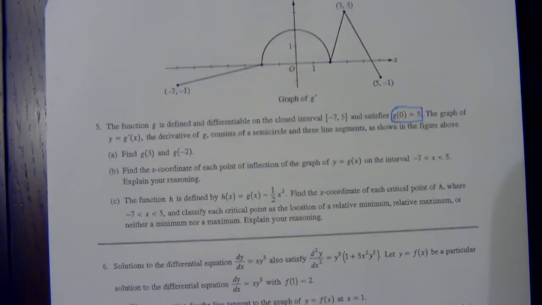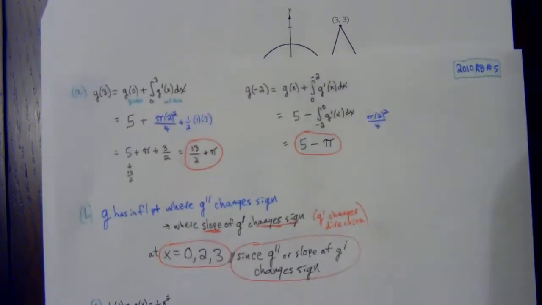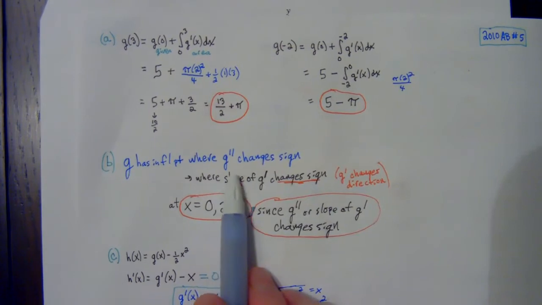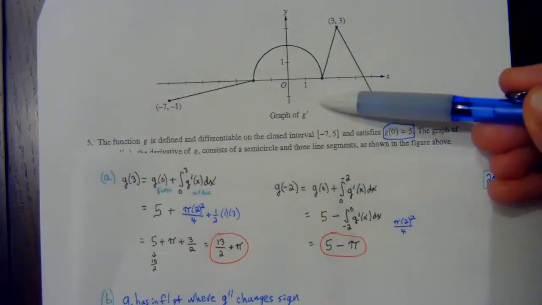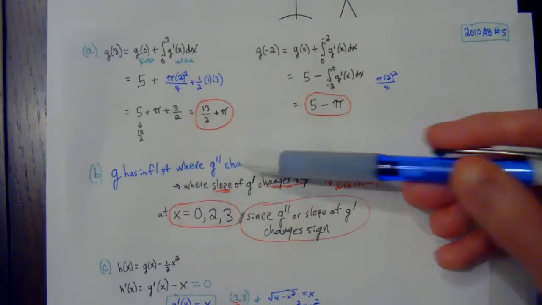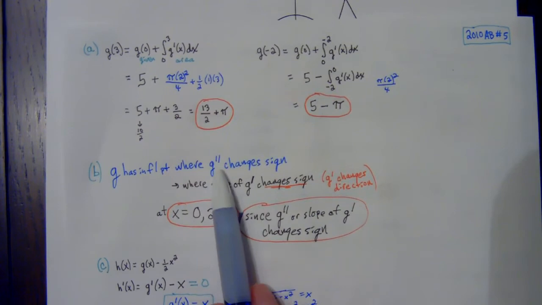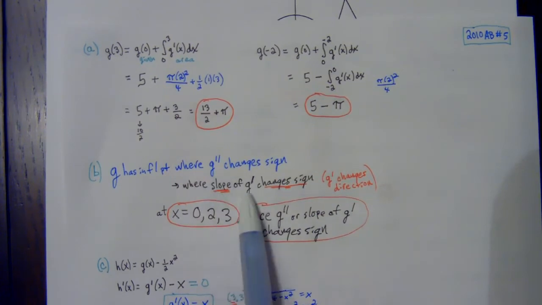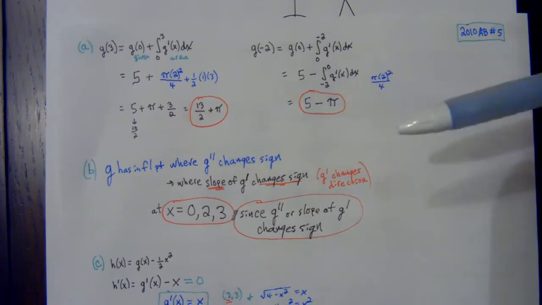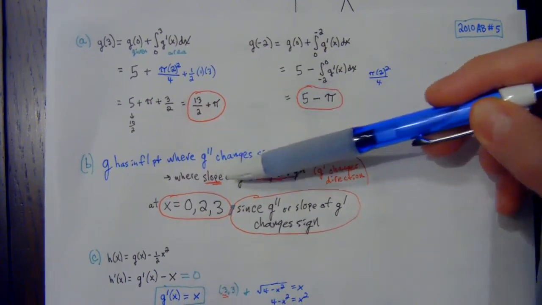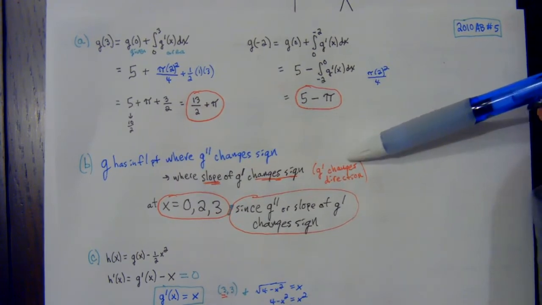Letter B, I like letter B on this one. It wants to know, find each point of inflection on the graph of g. So again, this is g prime. I know that g has an inflection point where the g double prime changes sign. To get from the g prime that we're given to the g double prime, I need to do a derivative, which is a slope. So the g double prime is the slope of that given g prime graph. So if I want to know where a second derivative changes sign, that's the same thing as knowing where the slope of that g prime graph changes sign.